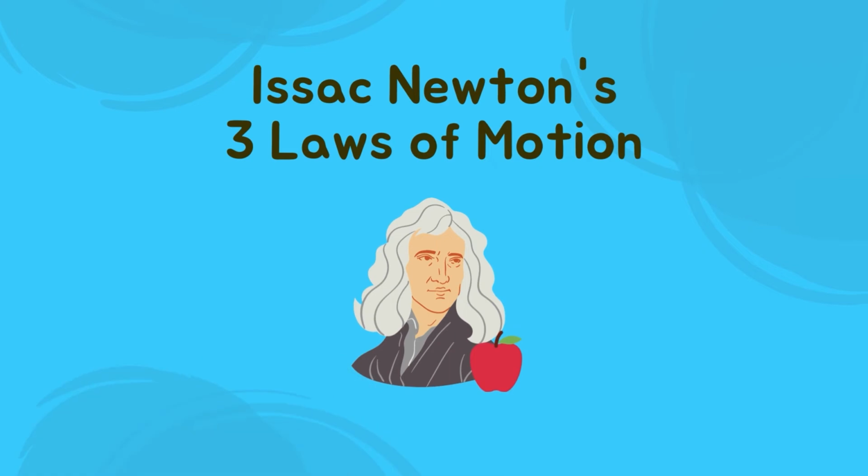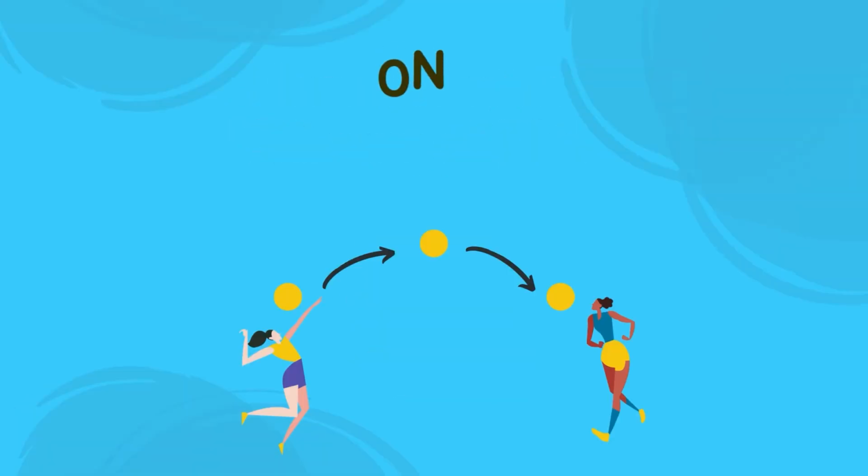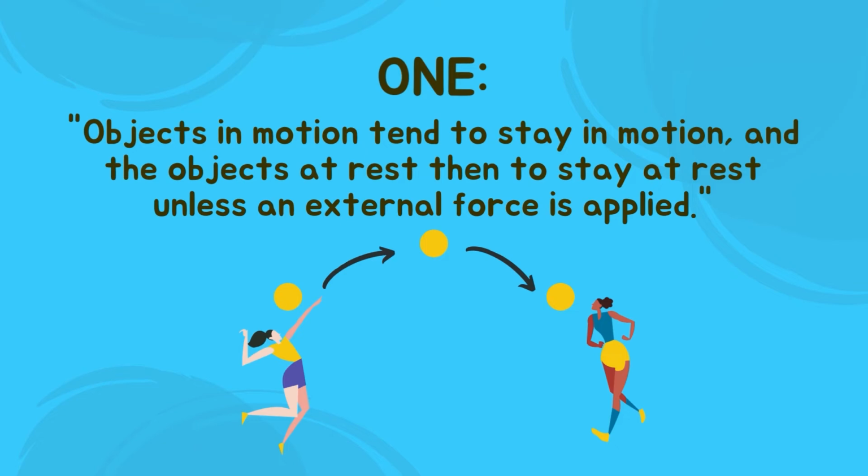Moving on to the laws of motion. Isaac Newton found and defined the 3 laws of motion. We call them Newton's laws of motion. Newton's first law states that objects in motion tend to stay in motion, and objects at rest tend to stay at rest unless an external force is applied. For example, a ball once thrown stays in the air until gravity causes it to come down.